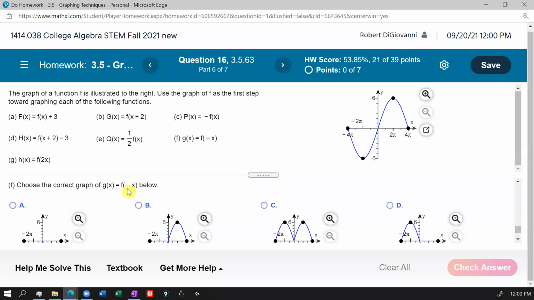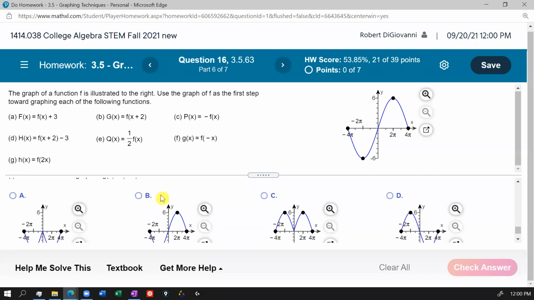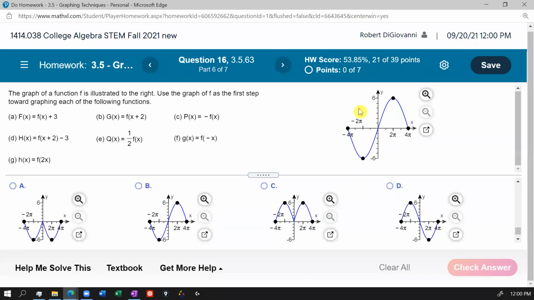And what about this one? Negative x inside f, that reflects it over the y-axis, which means this side should come to the left. This side should go to the right, should be D.